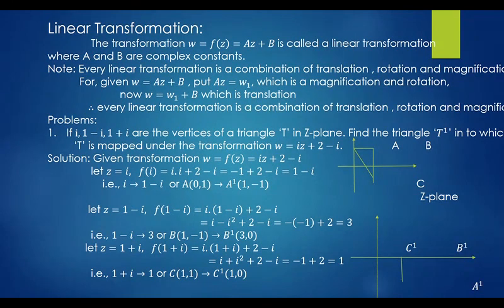Then for the third vertex, 1 plus i, what is the transformation? Substituting f of 1 plus i in the given transformation, after simplification we get 1. So 1 plus i is mapped to 1. The third vertex is represented as C, with coordinates 1 comma 1. After transformation we get C dash, which is 1 comma 0, since 1 is represented in point form as 1 comma 0.